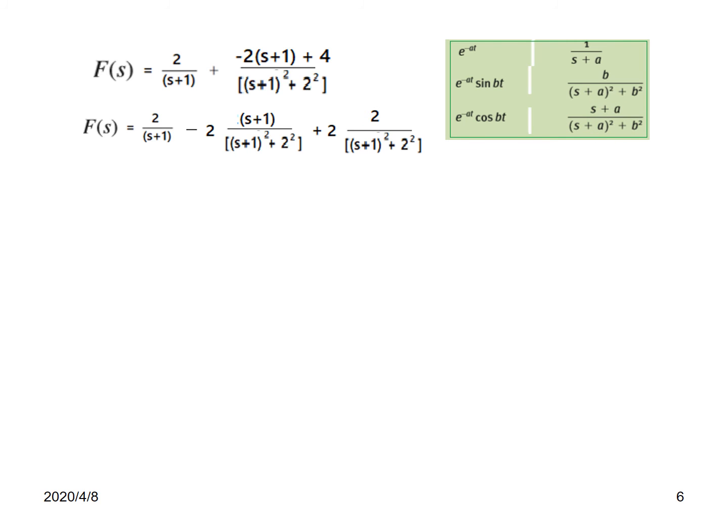So from here you can write e^(-t) cos beta t, beta is 2, so cos 2t. And similarly from here we can write e^(-t) sin 2t. So let's see.